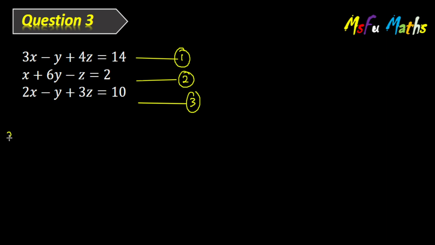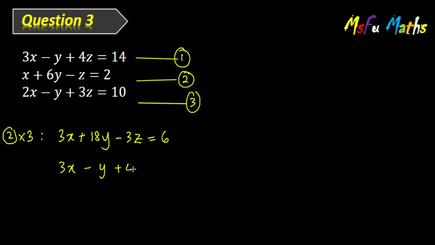So I will write here, 2 times 3, all of this times 3. What you get is 3x plus 6 times 3 is 18y minus 3z, equals 2 times 3 is 6, right? And then equation number 1, I just copy down here. We'll get 3x minus y plus 4z equals 14.